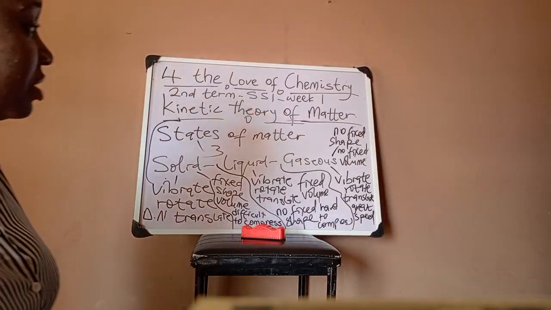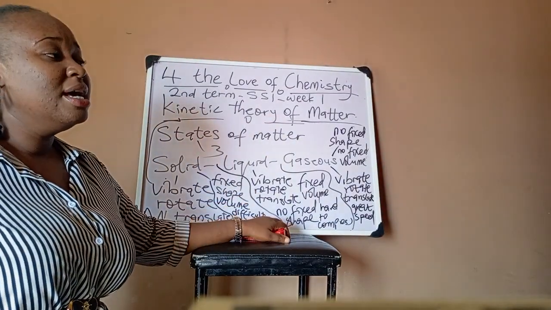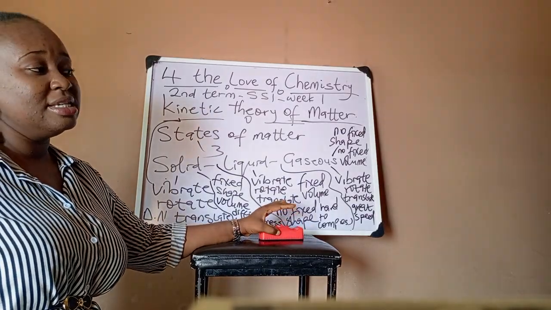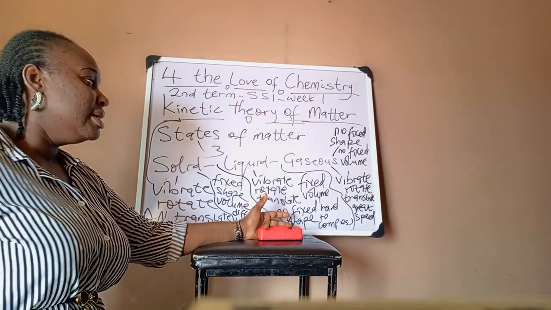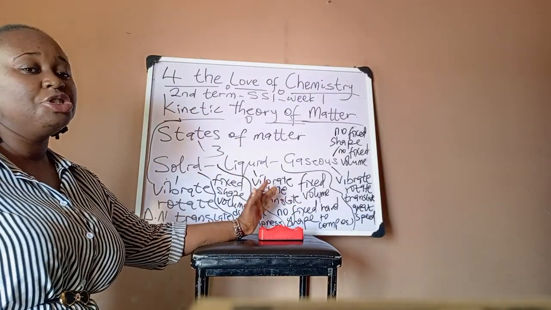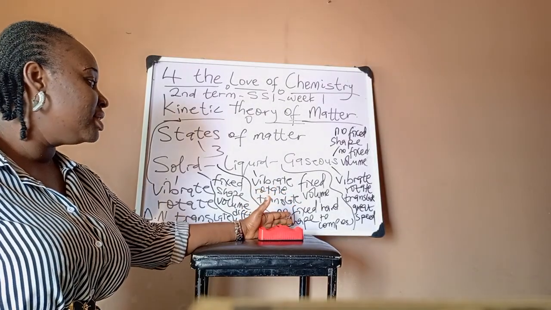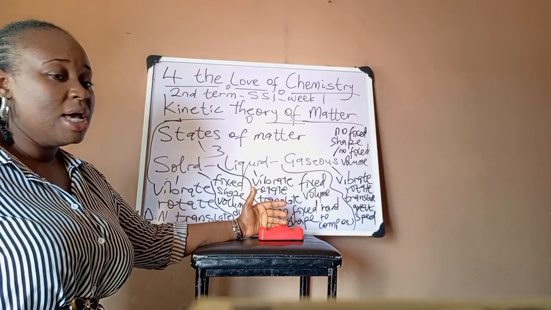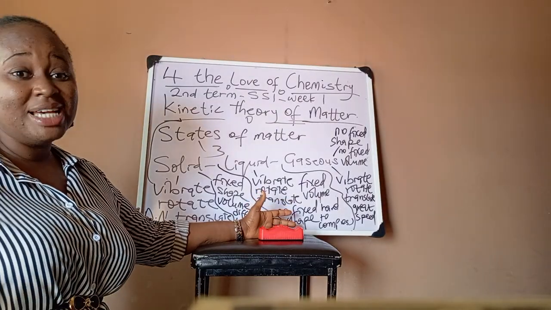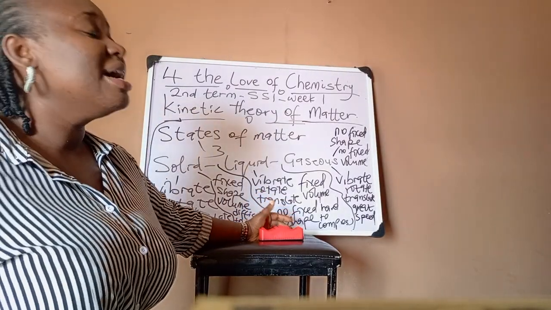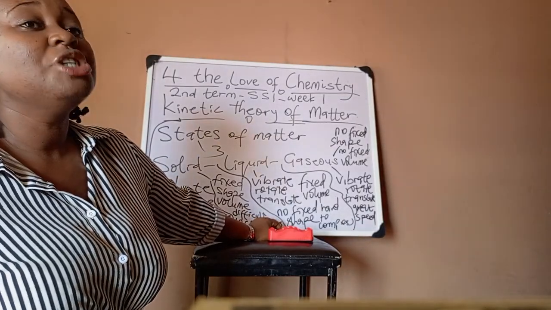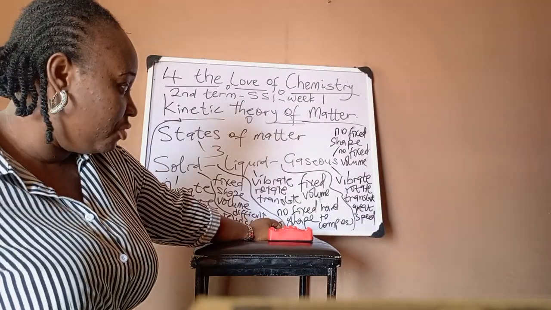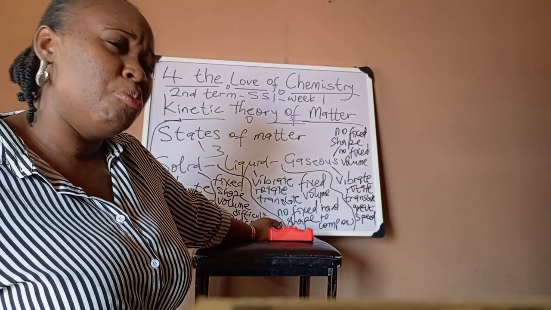It has no fixed shape, it has no fixed volume. So you see that the movements of the states determine whether they will have shape or they will have volume. The solid has both shape and volume, and it's hard to compress. The liquid has volume, but it has no shape. It takes the shape of the container. While the gas has no shape, it has no volume. It takes the volume of the container, it takes the shape of the container. So it has no shape, no volume. And it is very easy to compress.